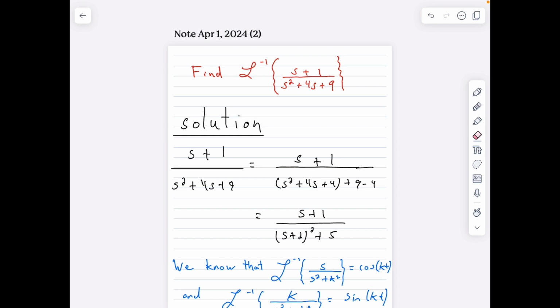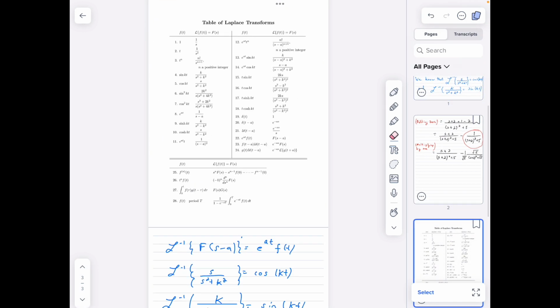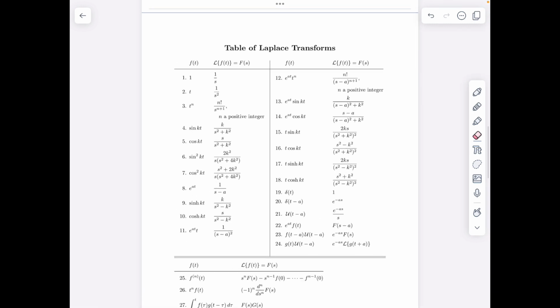So today we're finding the inverse Laplace of the quantity s plus 1 divided by the quantity s squared plus 4s plus 9. All right, so here's what we like to do, which is we like to go to a big table like this and just match things out. But it is often the case that that does not occur.